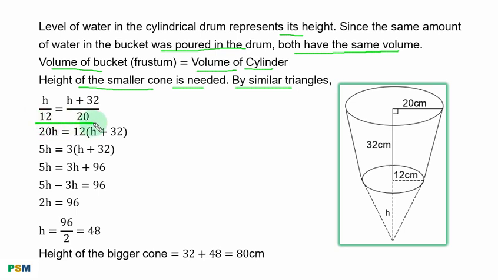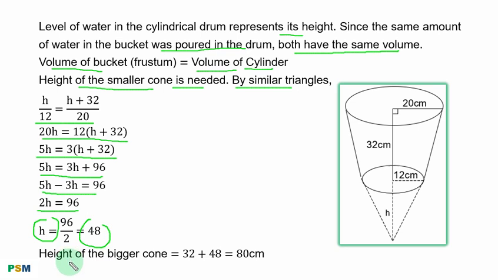If you cross multiply to clear fractions, you have this result. Divide through by 4 first, you have it in this form. If you open the bracket, you have this result. Collect like terms, you have this. If you subtract, you have 2h equal to 96. Divide both sides by 2. Height of the smaller cone becomes 48 cm.